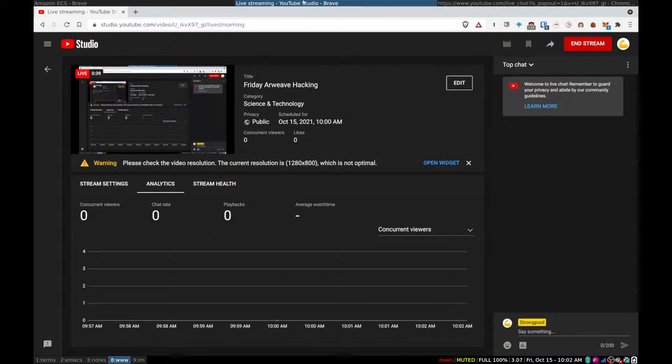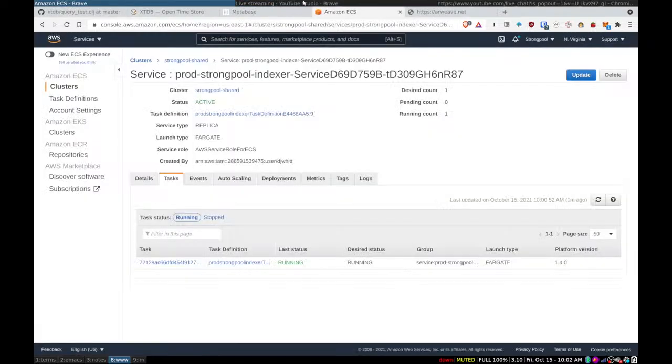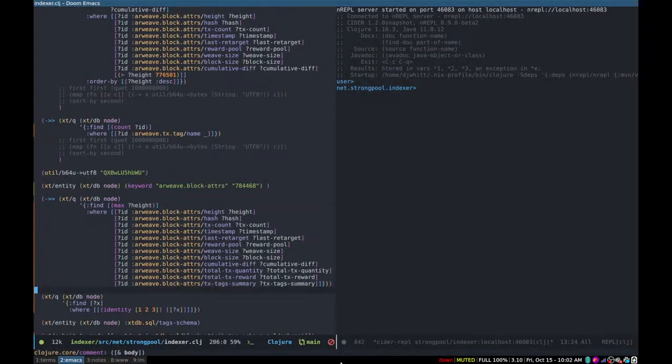I have a few things I think will be interesting to look at, exploring XTDB, Metabase, and just seeing what we can do with the data that we've been saving. So I was just doing a quick look. One thing I realized is that, well, I'll just run this.